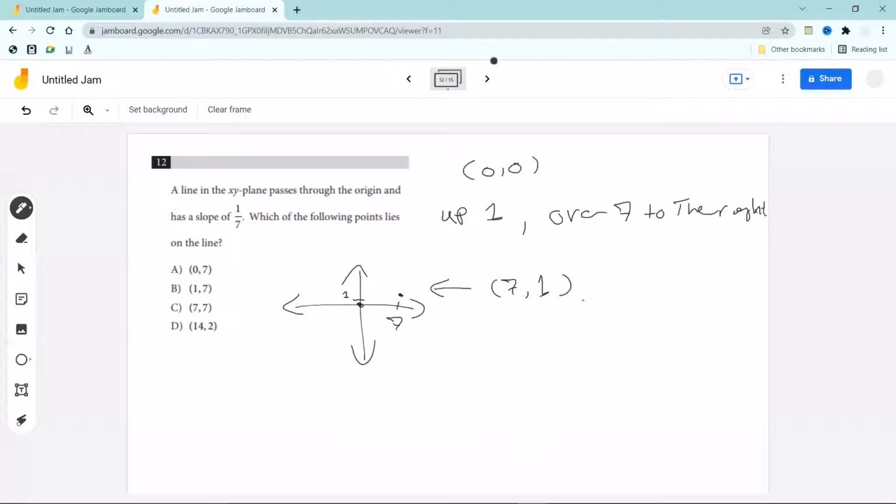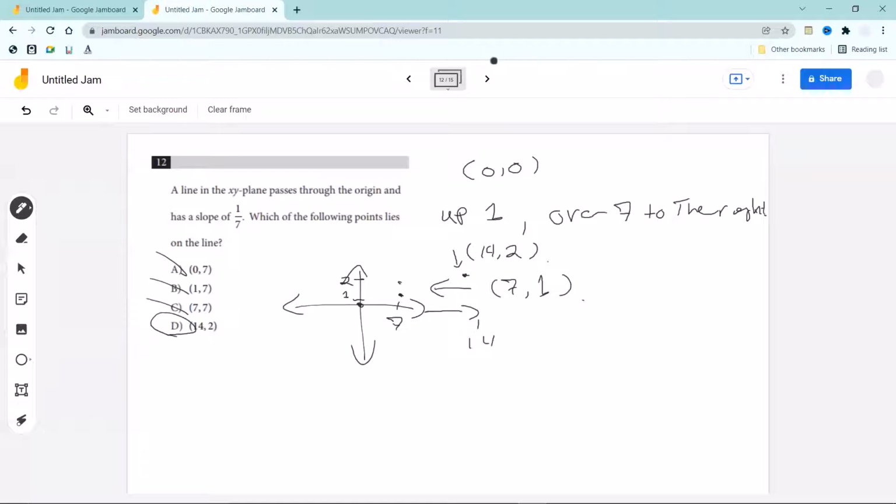We know that this is going up 7 and over 0, so that's not correct. This one's going up 7 and over 1, so that's 7 over 1, not 1 over 7. This one's going up 7 and over 7, that's not 1 over 7. And we can see that D is the answer, because from our first point, we go up 1 and over to the right 7. That's what this is telling us. Our second point is also going to be up 1 and over to the right 7. So this is a 2 here. That's not the best drawing. And this is a 14. Same rule. This point would be 14, 2.